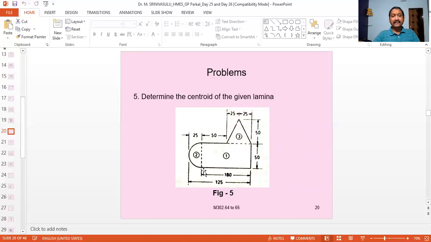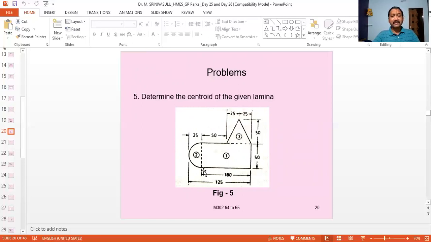Now take down this problem. Determine the centroid of the given lamina. Here the figure is given, you have to draw the figure. Here lamina means area. The areas are called laminas.